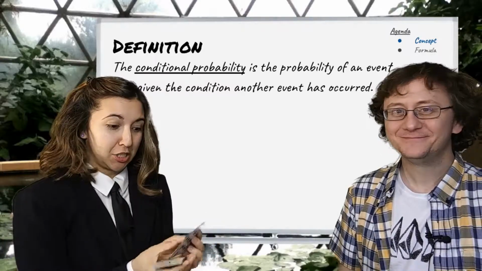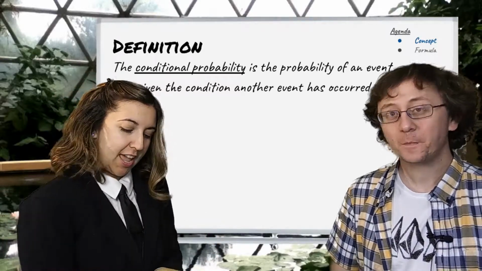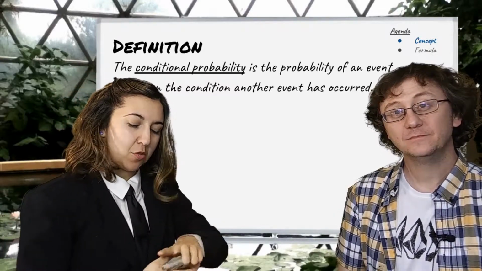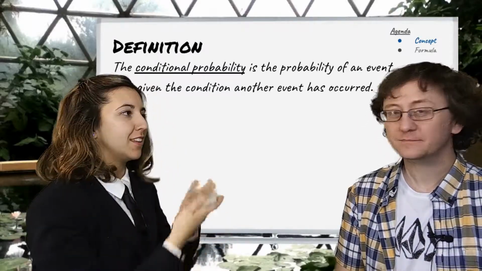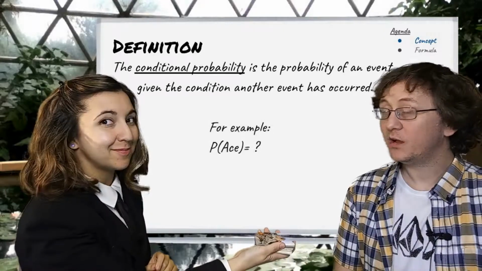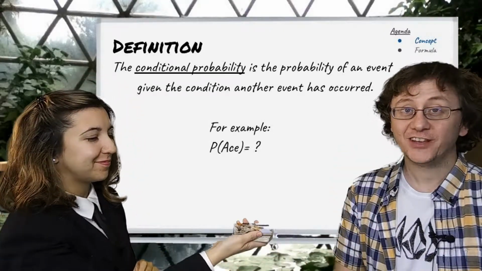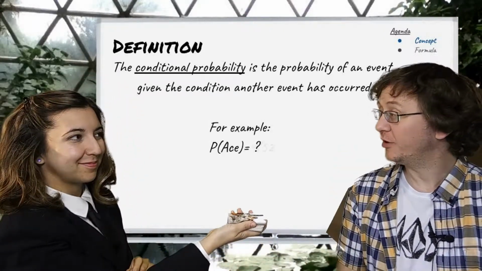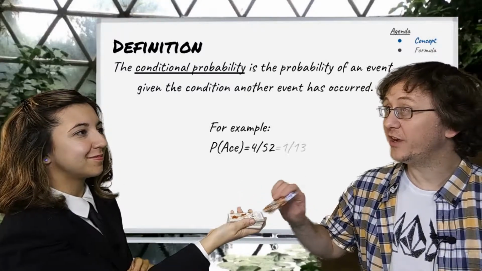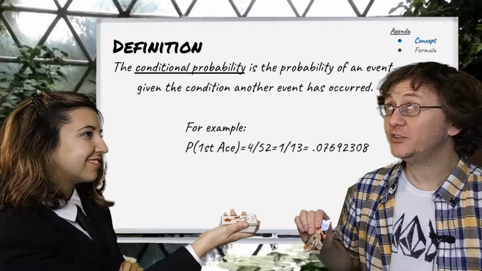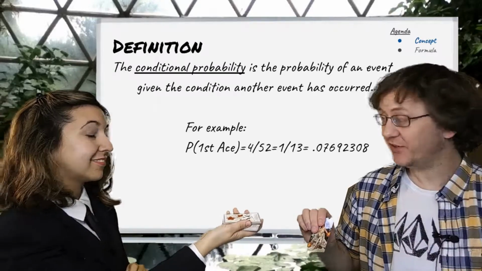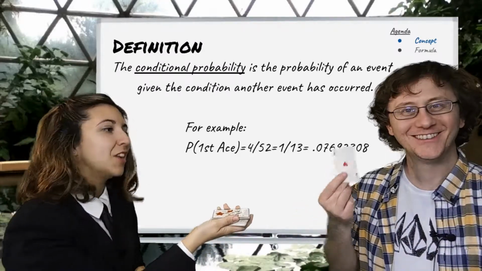Yeah, it does. So imagine you've got a brand new, well shuffled deck of cards. What is the probability of drawing an ace? Well, there are four aces in a deck of 52 cards, so 4 in 52, or 1 in 13, or about 7.692038%. Oh, lucky me. Great.